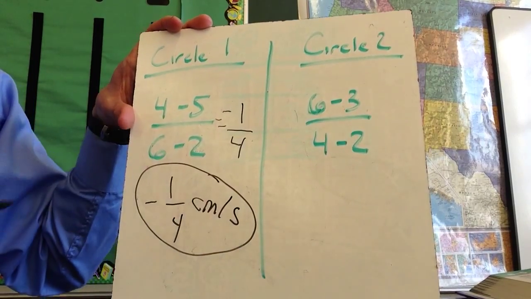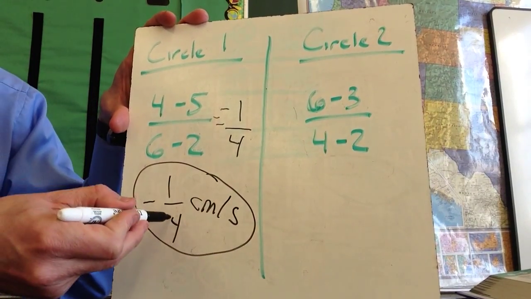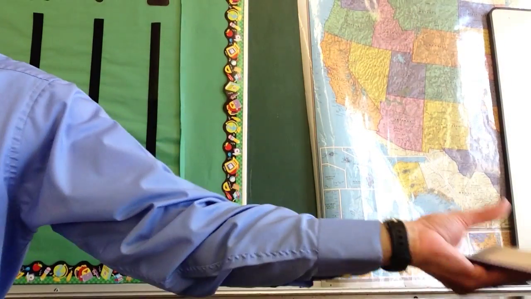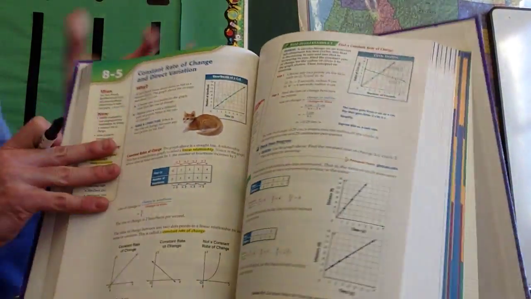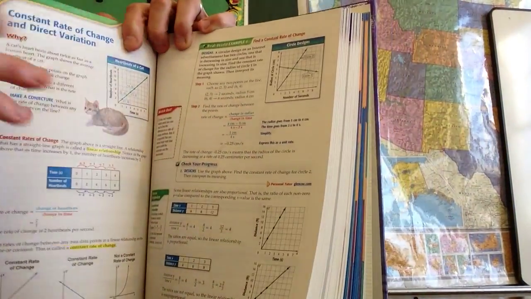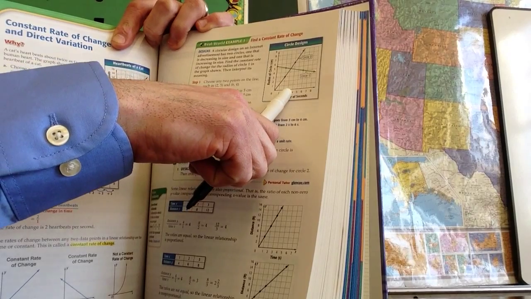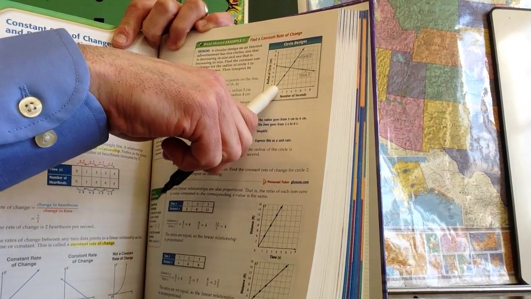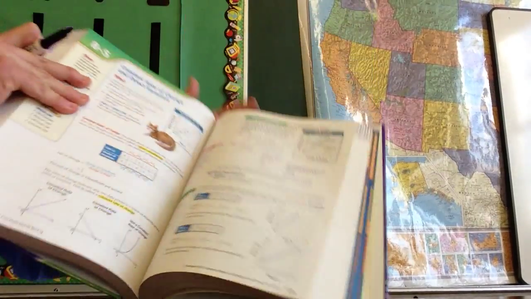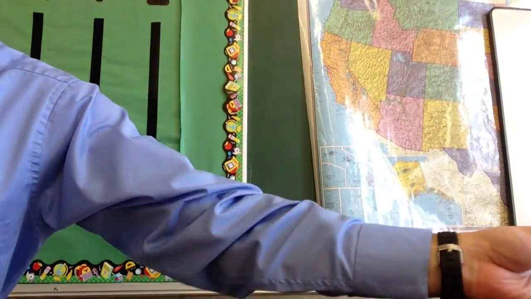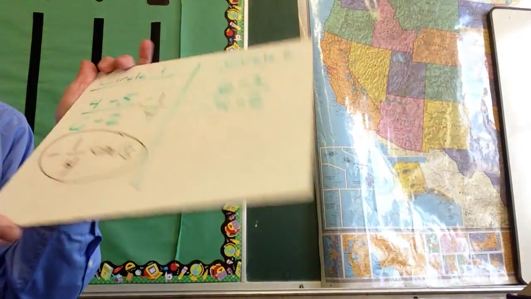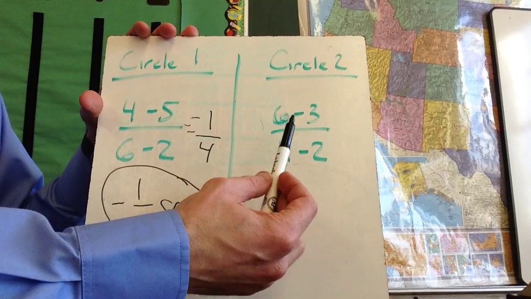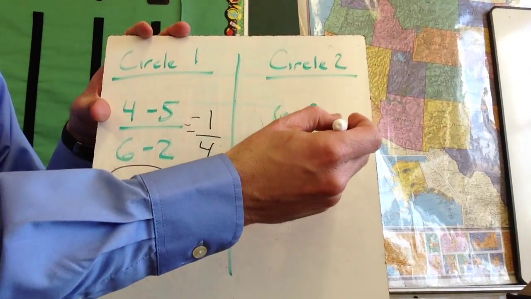Okay, so this circle was shrinking at a rate of negative 1/4 centimeters per second. Now if you take a look at circle 2, which is here, remember now I'm going to use this point first, so this is 4, 6, and this is 2, 3. So I'm looking at the blue line, and notice that I picked the point to the left first both times, so I picked the further left point, that's going to help me keep the x positive. So I'm looking at 4, 6, and 2, 3.